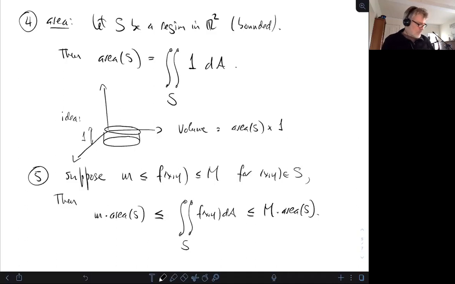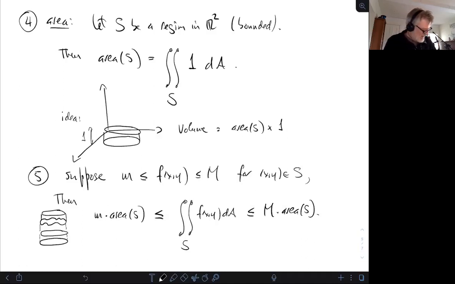I don't know if I can try to picture this, but that's going to be tough. Okay, so this looks like a hamburger, but I don't know what it looks like.